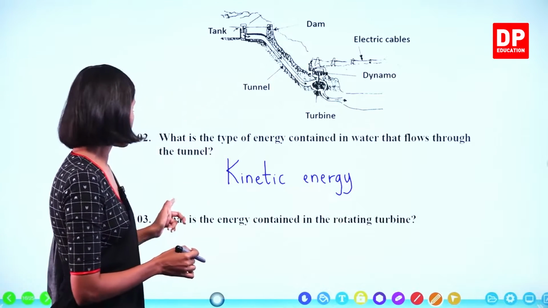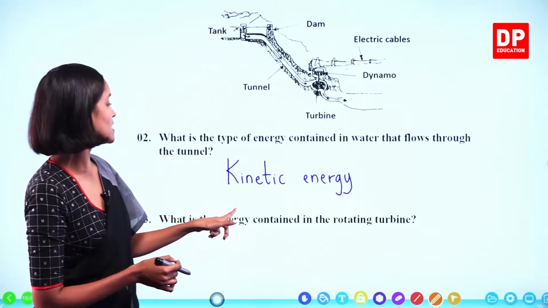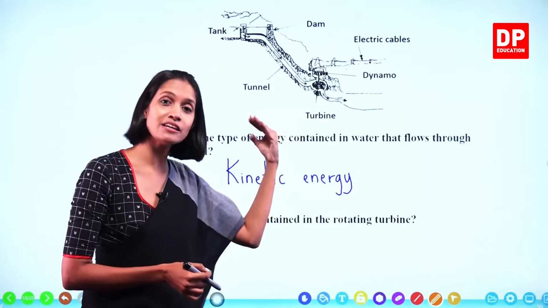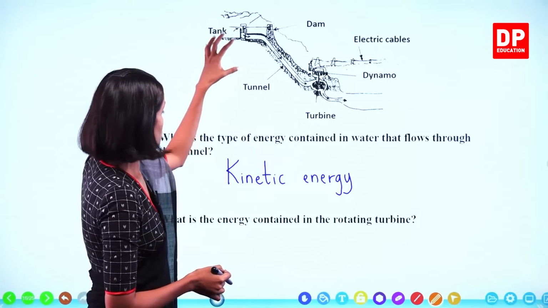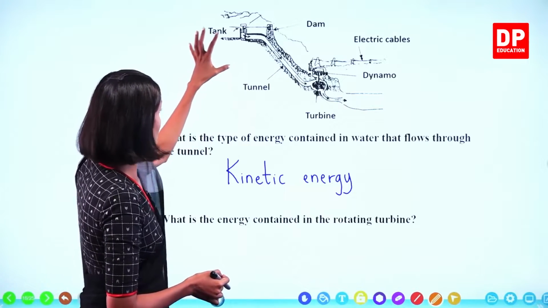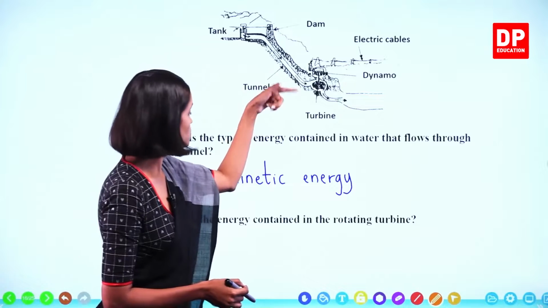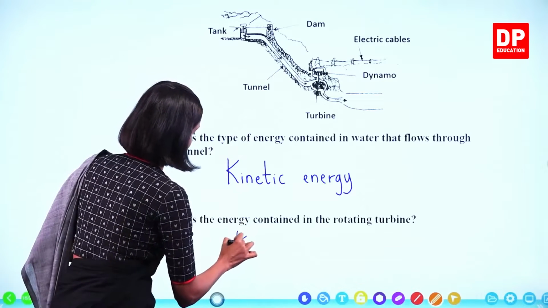Right? Next one. What is the energy contained in the rotating turbine? Rotating turbine, again, it's moving. So kinetic energy of water is transferred to the turbine. Right? Therefore, this is also kinetic energy.